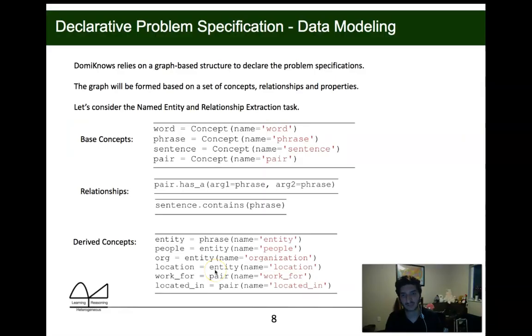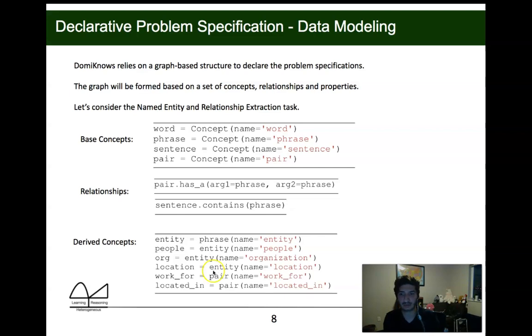Hello everyone, I'm Hossein, and in the rest of this tutorial, I will walk you through how to program in DomiKnowS with the toy task of the CoNLL dataset for named entity and relationship extraction. So as for the first step, which is data modeling, DomiKnowS relies on a graph-based structure to declare the problem specification. The graph is basically formed with a set of concepts, relationships, and properties.